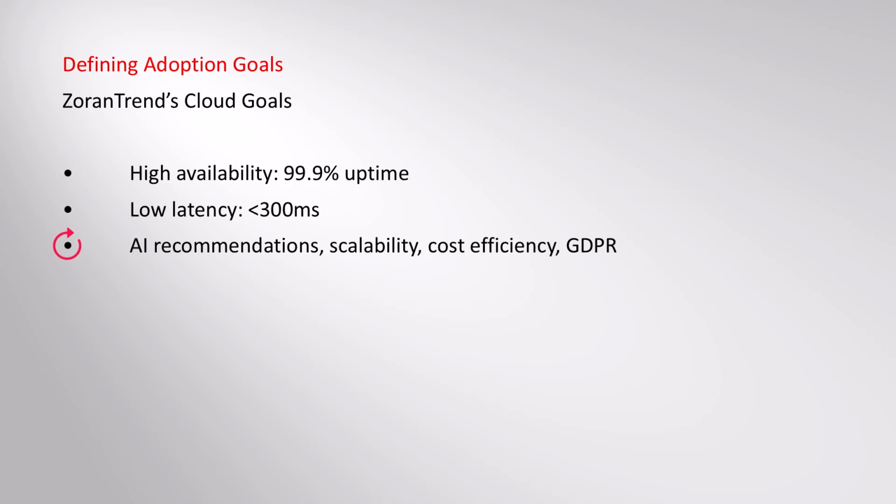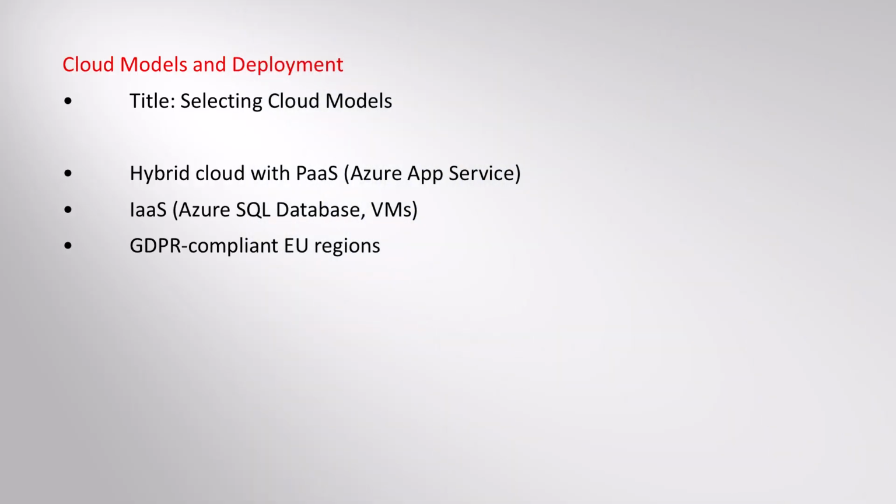Providing fast, relevant AI-driven product recommendations to enhance customer experience. Enabling scalability to manage traffic surges during events like Black Friday, securing significant cost savings within budget constraints, and maintaining GDPR compliance for European customer data. Next, assess cloud models and deployment types. We evaluate cloud models and deployment types, selecting a hybrid cloud for Zoran Trend Retail.